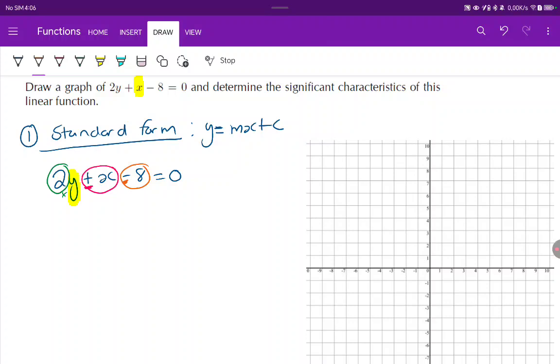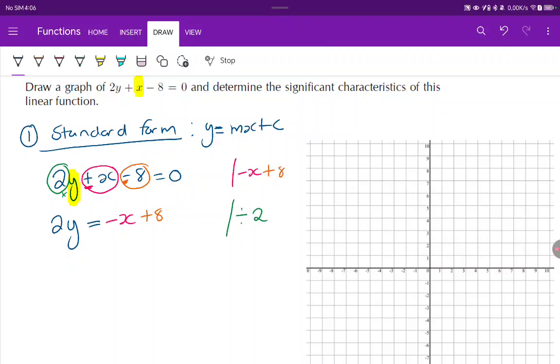So what we can do is the opposite of the x. It's plus x, so we're going to say minus x on both sides. And the opposite of minus 8, we're going to say plus 8 on both sides. So what we're left with is 2y is equal to negative x plus 8. Okay, very good. Let's get rid of that 2. So on both sides we're going to say divided by 2.